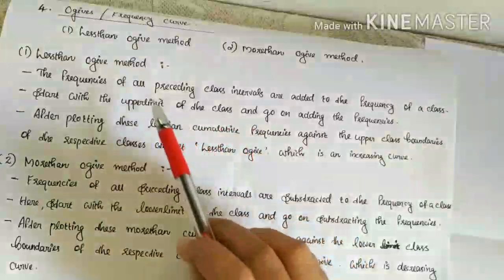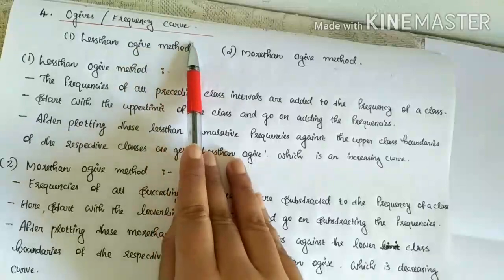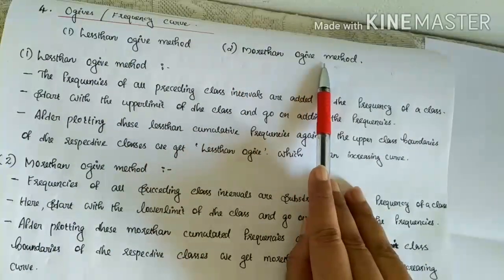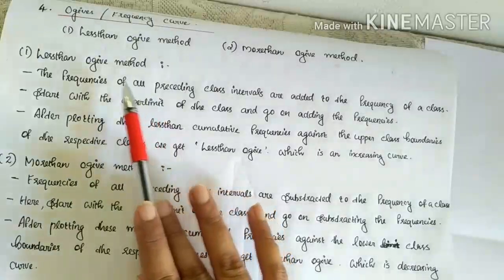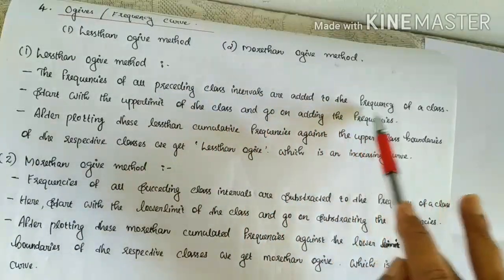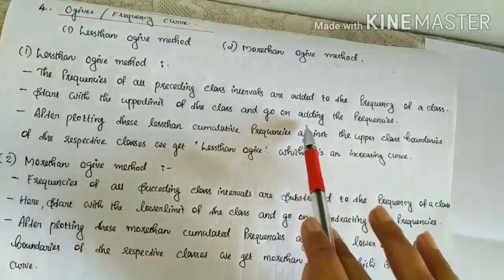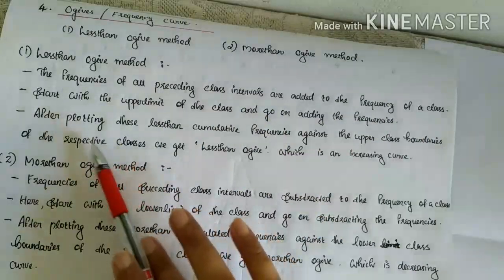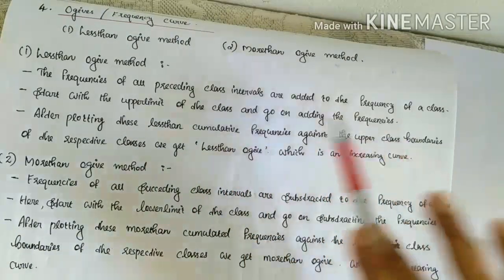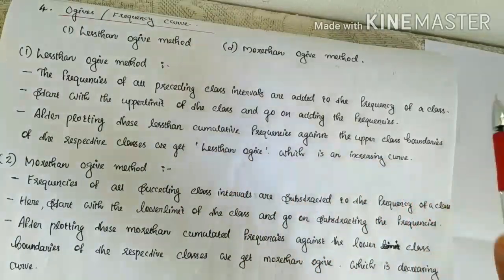The next graphical representation of data is ogives, or cumulative frequency curves. While drawing ogives, there are two curves, less than ogive and more than ogive. What is the less than ogive method? The frequencies of all preceding class intervals are added to the frequency of each class. It starts with the upper limit of the classes and goes on adding the frequencies. After plotting these less than cumulative frequencies against the upper class boundaries of the respective classes, we get the less than ogive, which is an increasing curve.